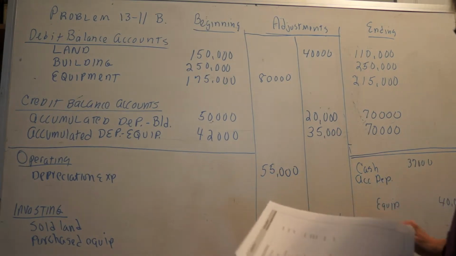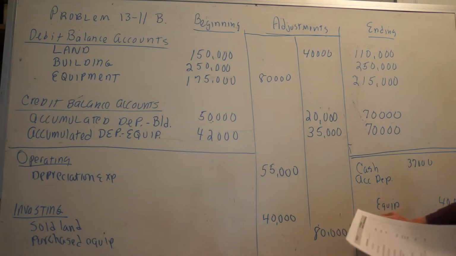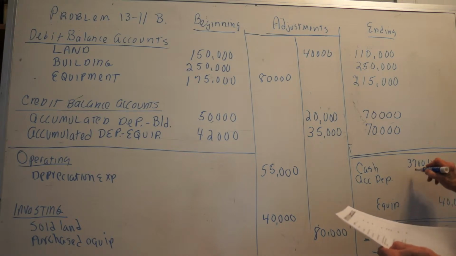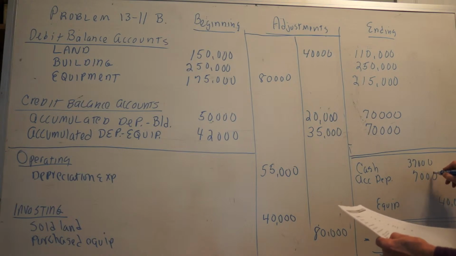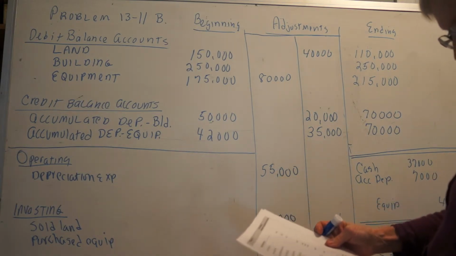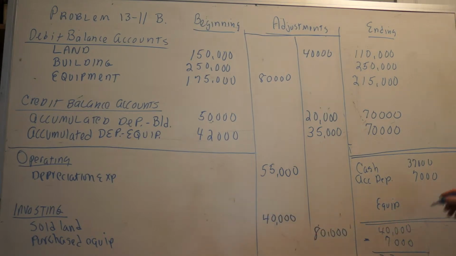It tells us the book value was $33,000. So that means if the equipment cost $40,000 minus the accumulated depreciation gives us the book value of $33,000, it had accumulated depreciation of $7,000. And then the difference there is going to be a gain or a loss on the transaction, which comes out to a gain of $4,000.